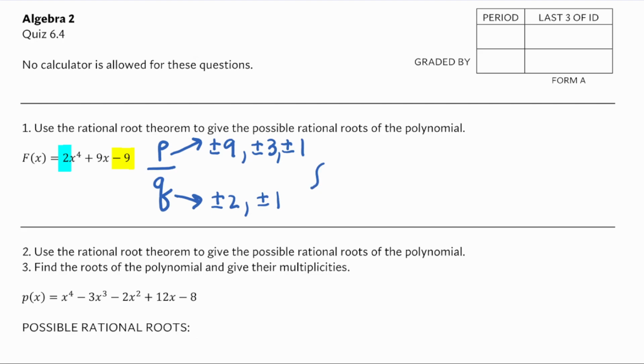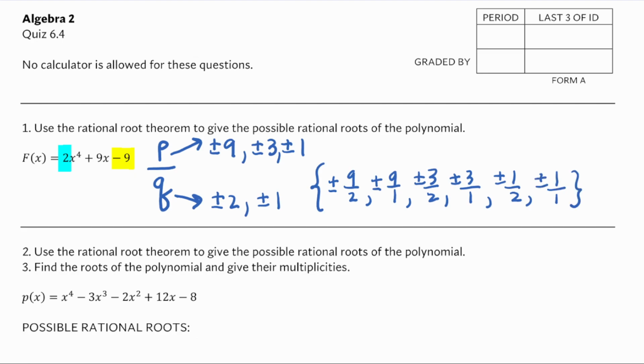Okay, so I could divide 9 by 2, or I could divide 9 by 1. I could divide 3 by 2, or I could divide 3 by 1. And I could divide 1 by 2, or I could divide 1 by 1. And that's going to be my list of all possible rational roots using the theorem.